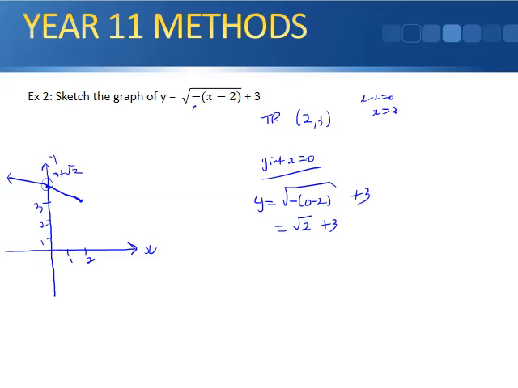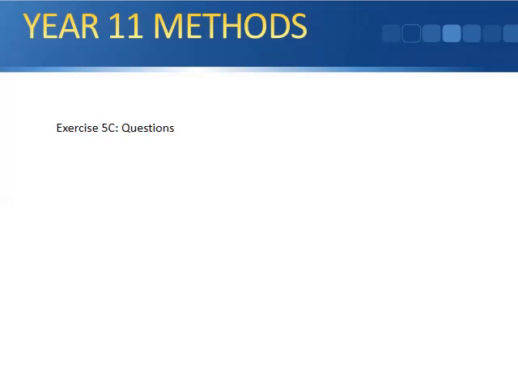Now if that negative was outside the square root, that means it's only the underneath part of the x-axis. Should label my turning point. I forgot to do that in the first one, but this is 2 and 3, and I've already marked in the y-intercept. That's your 5C questions.